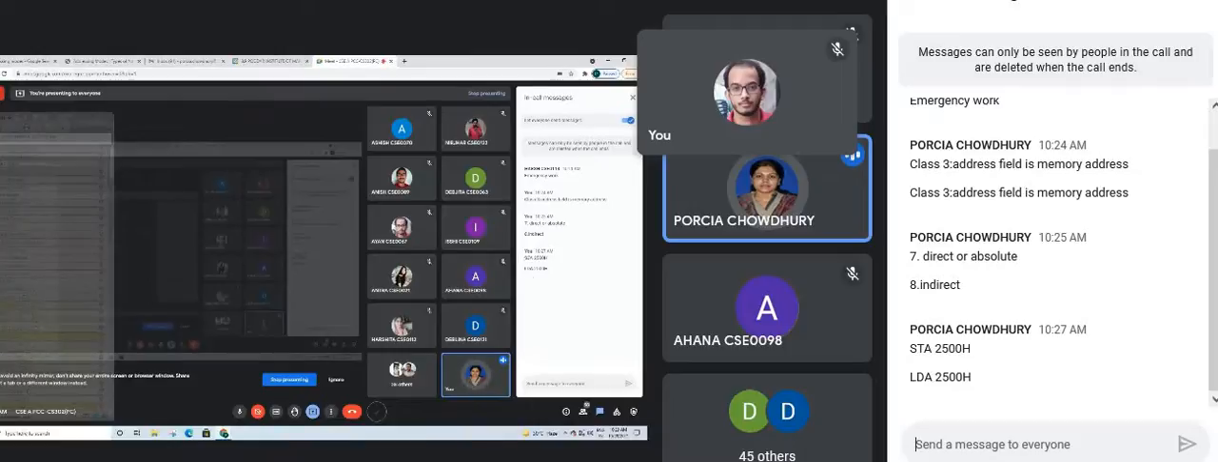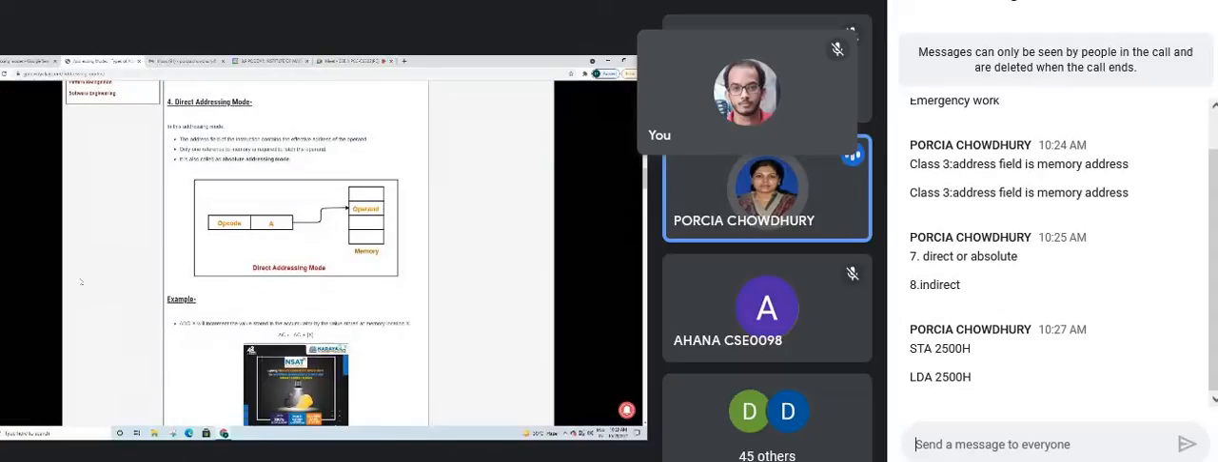That means after the opcode or the operation, directly one memory address will be specified. You have to go to that memory address to fetch the operand, so only one memory reference is required. Okay, next we will move on to indirect addressing mode, the diagram which I showed you in yesterday's class.